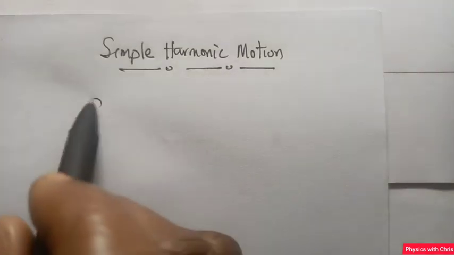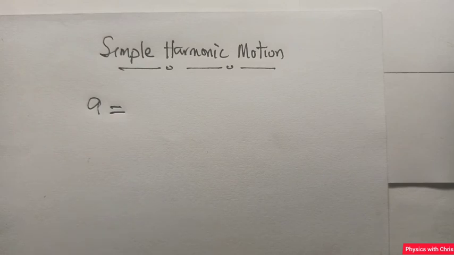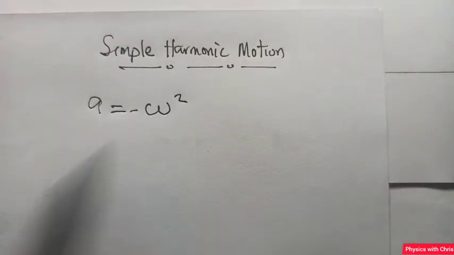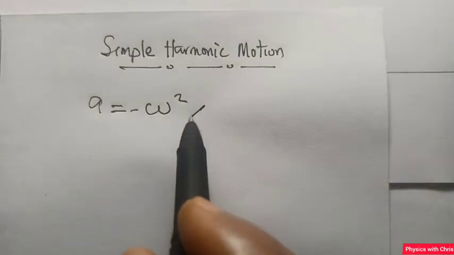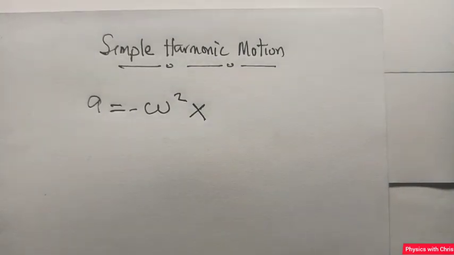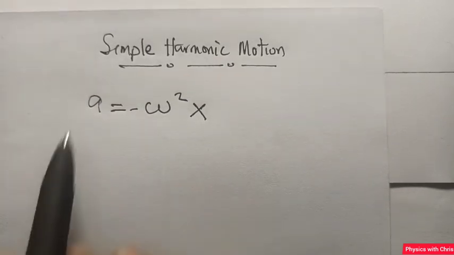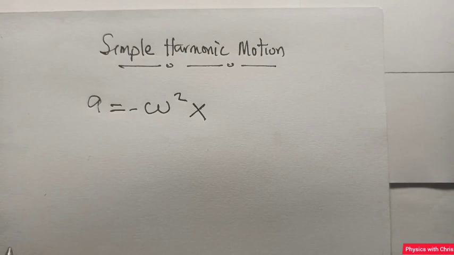In the first video, I explained simple harmonic motion, or defined it, in terms of acceleration. That acceleration is given by the negative of omega squared, which is the angular frequency squared, multiplied by the displacement of the body. We have seen that the acceleration is not constant. It is directly proportional to the displacement of the body from the fixed point, which is also called the mean or equilibrium position. The acceleration and displacement are both vector quantities. The negative sign shows that the two directions are opposite. The acceleration and displacement are oppositely directed.